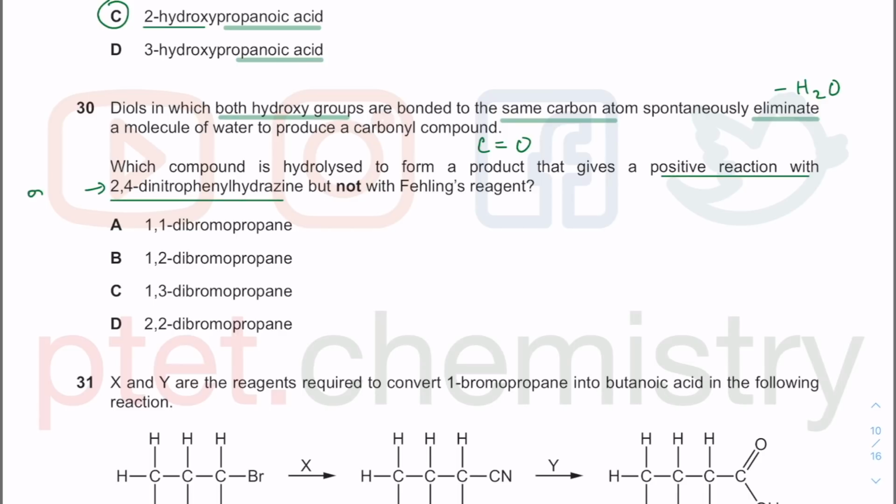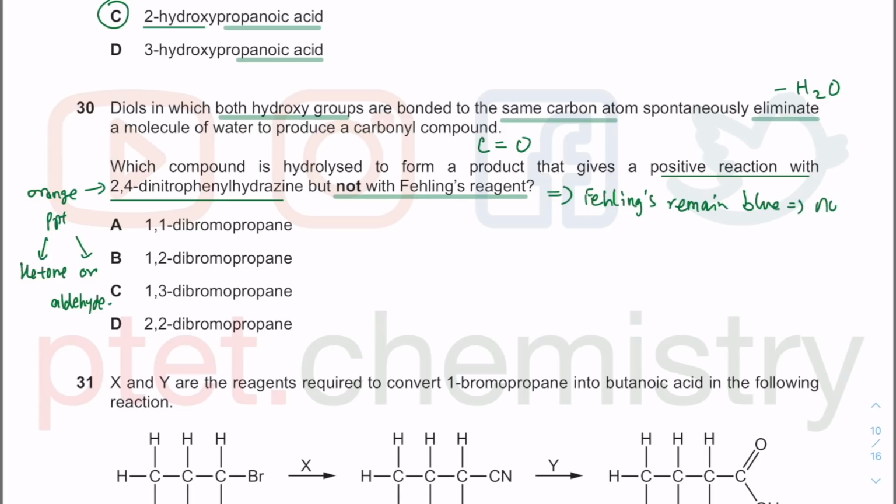So this one will give orange precipitate, and that will tell you that it is ketones, or it could be aldehyde. So it could be ketones or aldehyde, but not positive with Fehling's. Fehling's is a blue solution. So Fehling's remains blue. So there's no reaction at all. So this is not aldehyde. Therefore, it must be ketone. So we're looking at something which is ketone, all right?